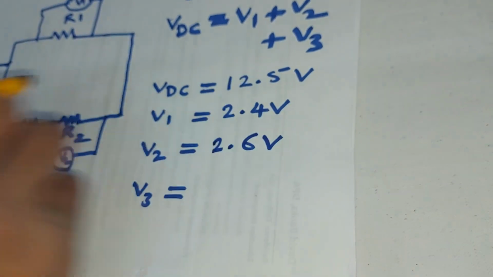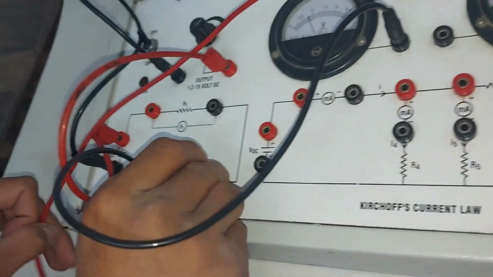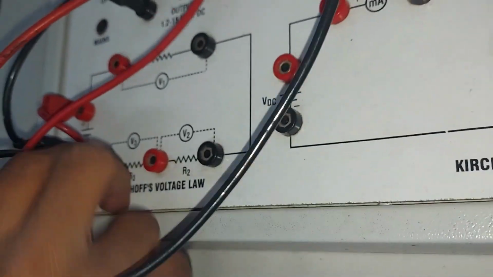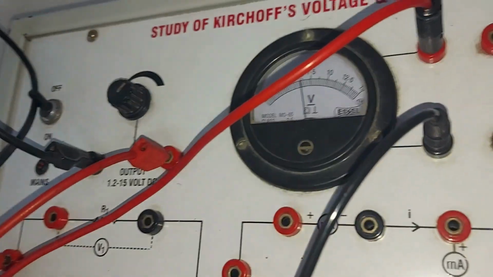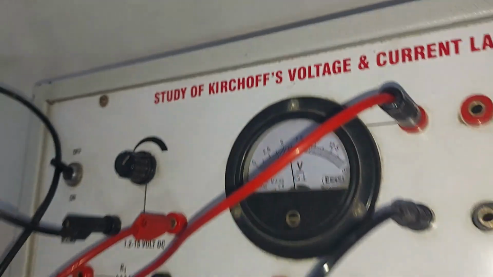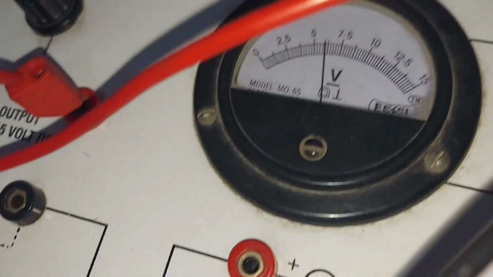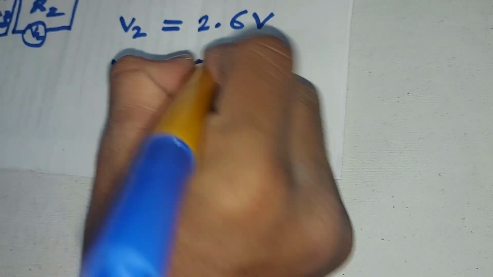Now we will measure the voltage across this third resistor, that is R3. Now you can see that the value across this resistance is approximately 6 volt. Yeah, it is just above 6 volt, I think, say 6.2 volt.